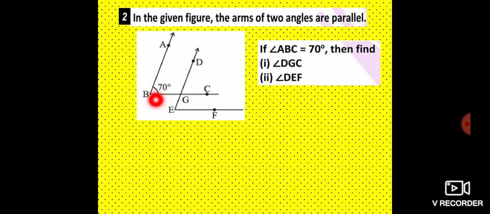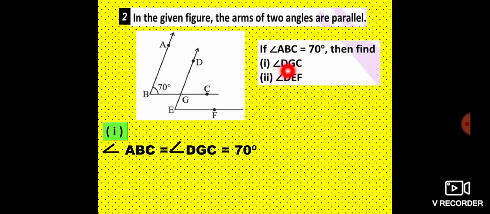For this, we are given that BA and ED are two parallel lines. Once more listen, BA and ED are two parallel lines. BC is a transversal. Then this angle 70 degree and DGC also 70 degree. The reason is they are corresponding angles. So the answer of the first question is angle ABC equal to angle DGC equal to 70 degree.